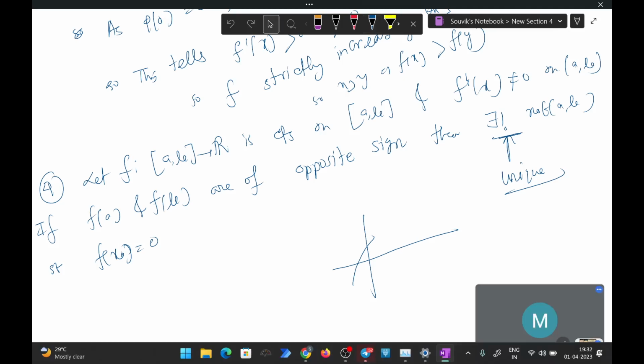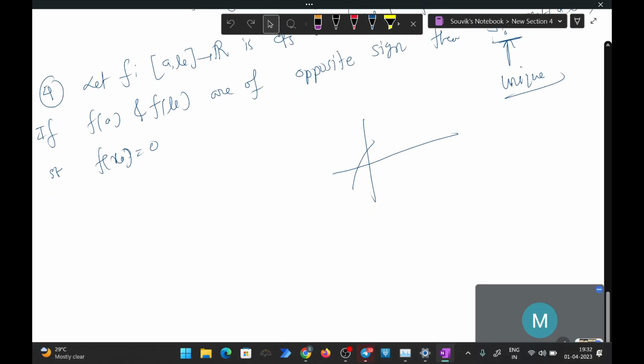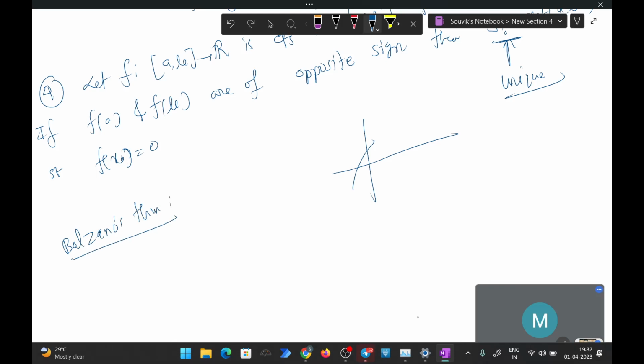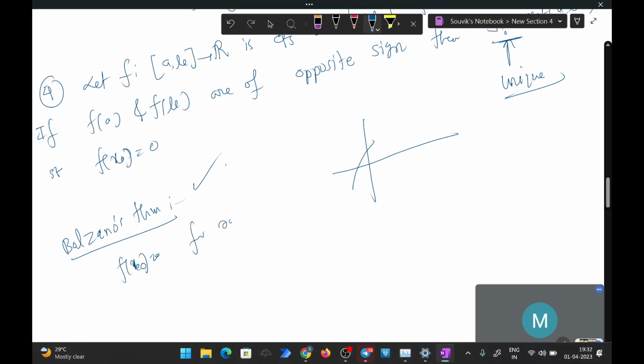The name of the theorem is Bolzano's theorem. Okay, it is known as Bolzano's theorem. I mean, this visualization is obvious, but there is a name for the theorem, and whatever you have said is exactly the Bolzano's theorem. So that is the name of the theorem. And so by Bolzano's theorem, f(x0) equals 0 for some x0, right?